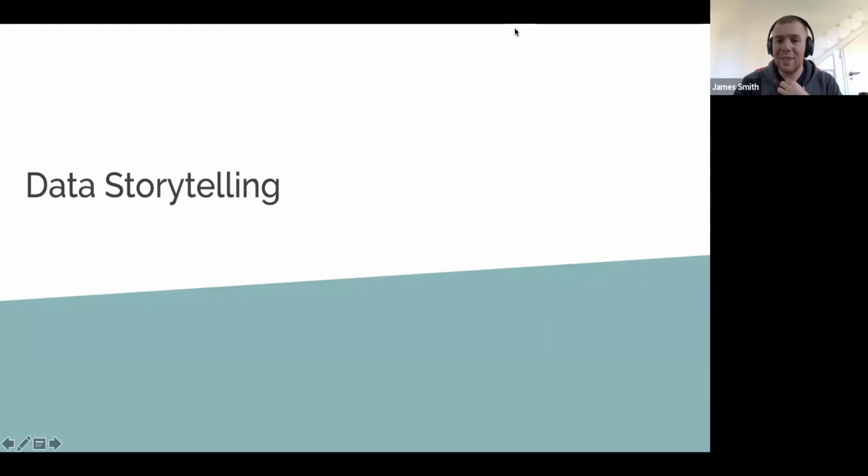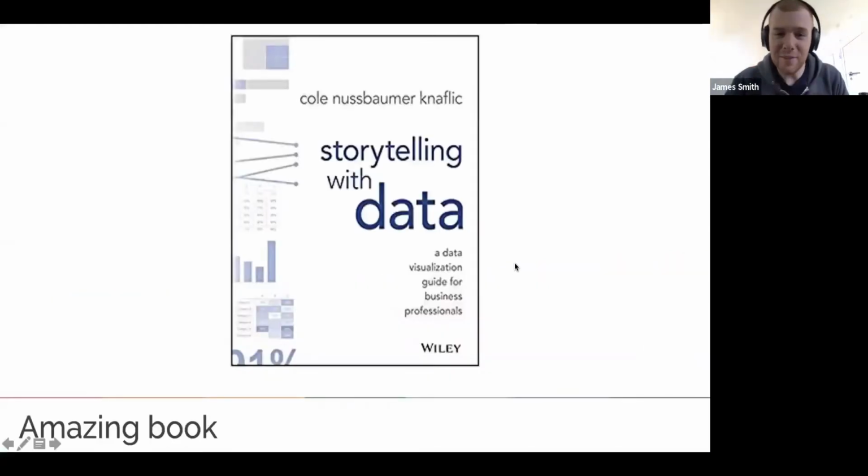Okay, data storytelling. So I mentioned this book earlier, really, really good book. I can't recommend it enough, by Cole, Nussbaum and Affleck. I think there's a second one now as well, where it's got a blue front cover. It goes through some of the storytelling data exercises. So really, really good book here, and would recommend, if you don't have it already, then check that out.